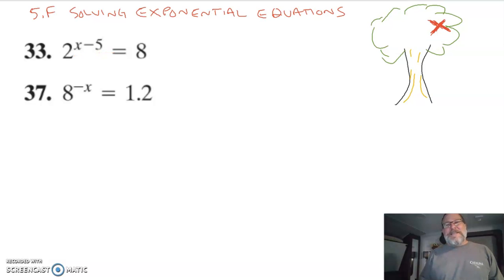I hope somebody says shake the tree. It would drop down, and maybe an x would be at base level. Remember, base level. Think about that. So this is the difficulty: how do we get the variable out from up in the exponent?